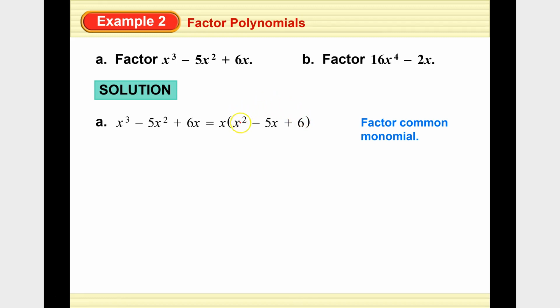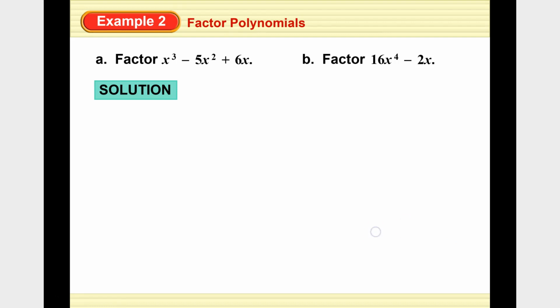Now, notice again, the expression in the parentheses is a quadratic. This is what we did in the last unit. What two numbers multiply to 6 and add up to -5? Those are -3 and -2, because -3 times -2 is 6, and -3 plus -2 is -5. Therefore, x cubed minus 5x squared plus 6x is equal to x times x minus 3 times x minus 2.